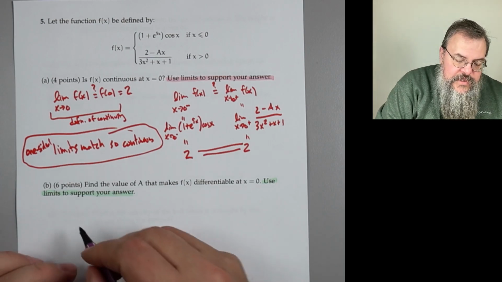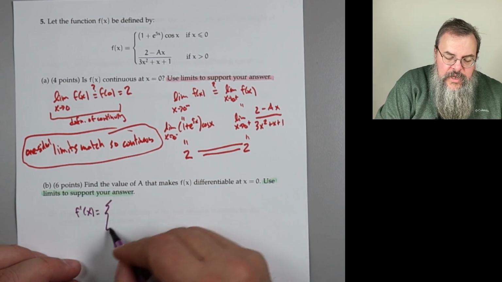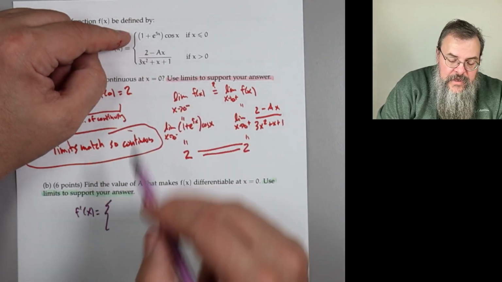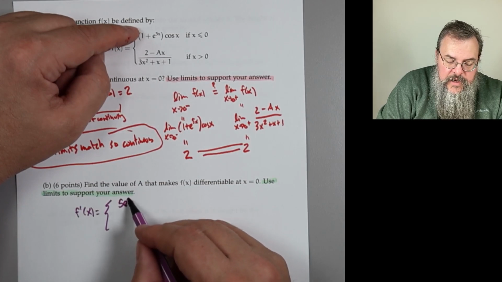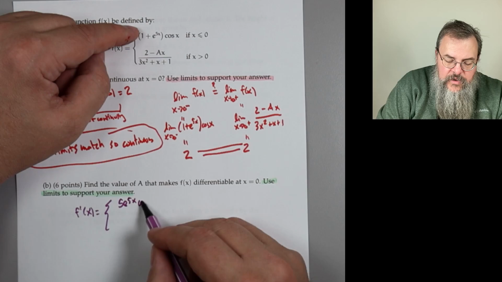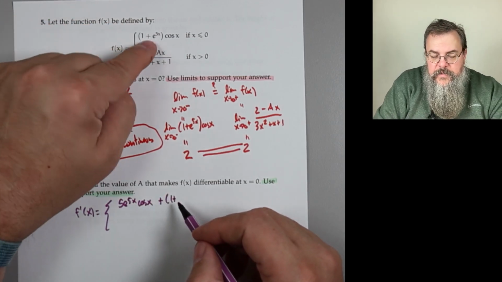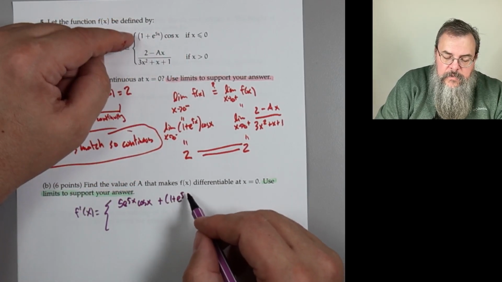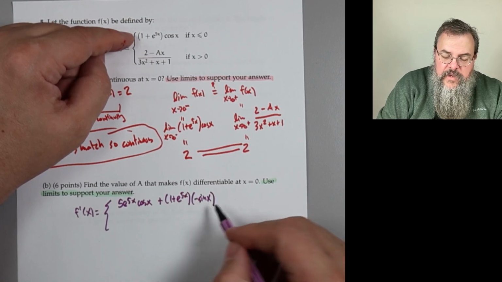Now piecewise functions, piecewise derivatives. So we're going to take the derivative of both pieces. Product rule. So we have the derivative of the first, 5e to the 5x times cosine of x, plus the first, 1 plus e to the 5x, times the derivative of the second, and derivative of cosine is negative sine.